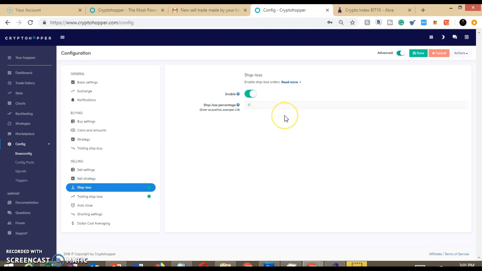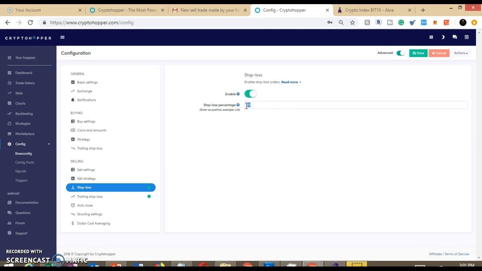All right, stop loss. I do have that enabled. So stop loss percentage is going to be 10%. If we were to go back to the main dashboard, I showed you I had my, I think it was Omise Go or Dash, might have been down 0.96%. If I don't want to lose a certain amount of money or a certain percentage because maybe the market goes another way, then this right here is what's going to stop it out.